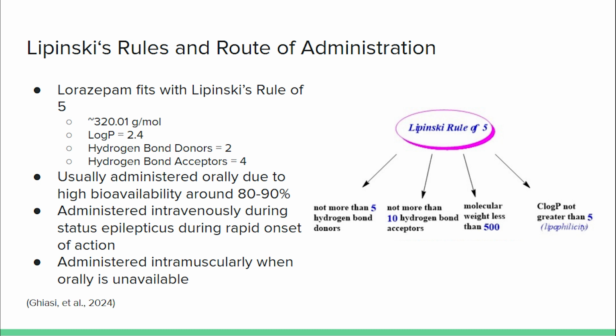In terms of its administration, it is usually administered orally due to a high bioavailability of around 80 to 90%, meaning that lorazepam is absorbed much more efficiently if taken through the oral route, and it's usually absorbed in the gastrointestinal tract. It can also be administered intravenously during status epilepticus as mentioned earlier, and can also be administered intramuscularly when routes of oral administration are unavailable, like before anesthesia.